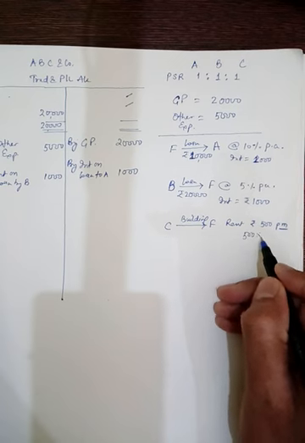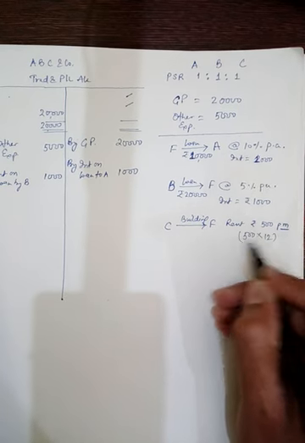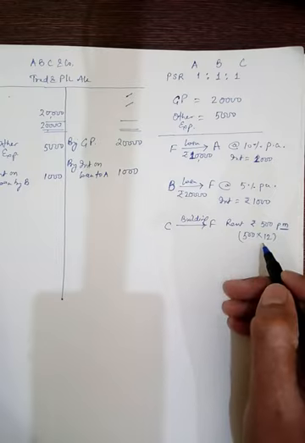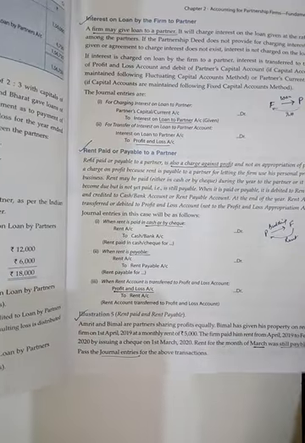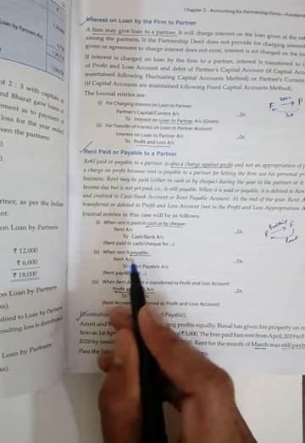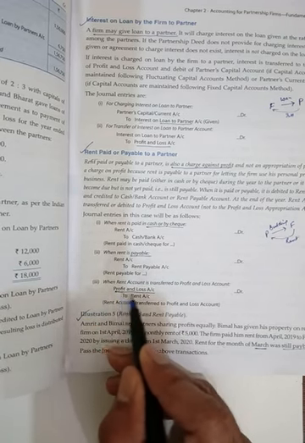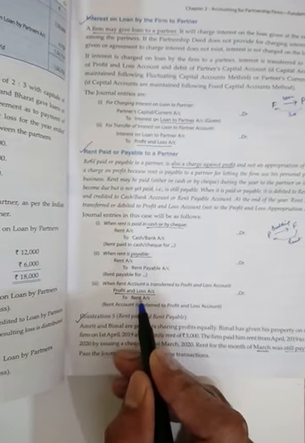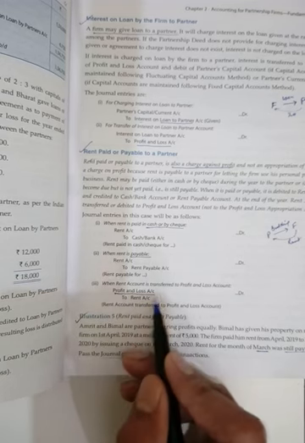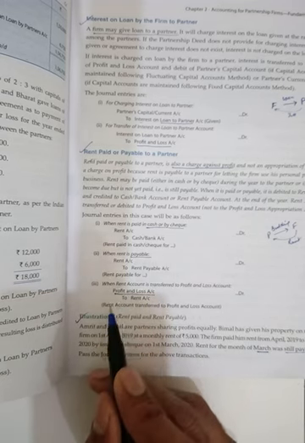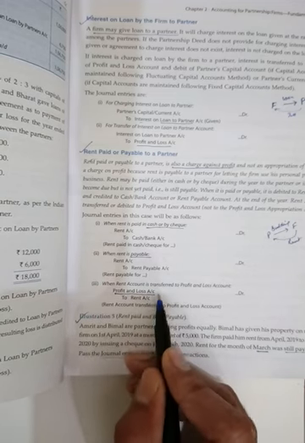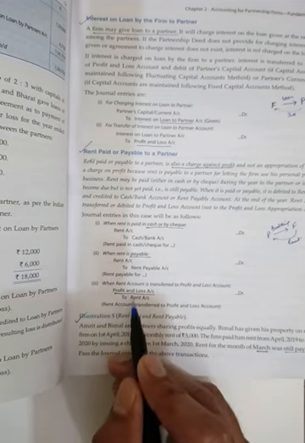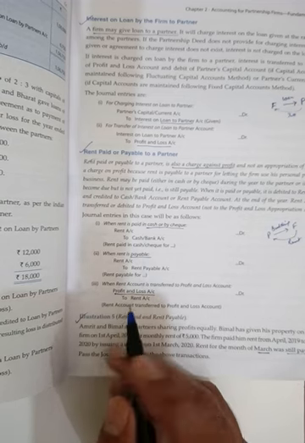amount 500 into 12, that is 6,000. 6,000 is the total rent, and this 6,000 rent will be transferred to profit and loss account. This is a charge against profit, therefore, although this is a transaction between firm and partner, still this will be transferred to profit and loss account since it is a charge against profit.